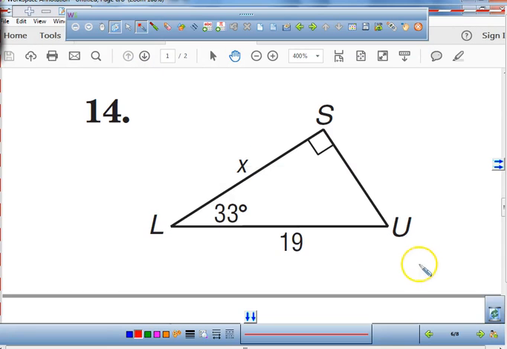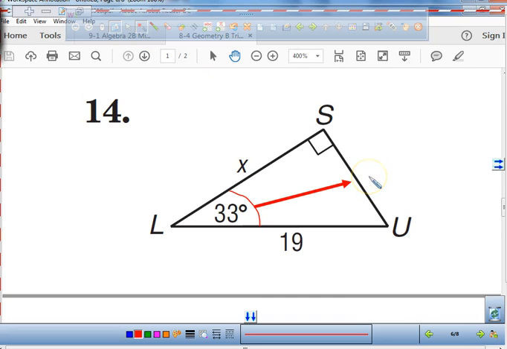All right, so let's think about what we're dealing with. Here's our angle. What are we going to do? We're going to draw an arrow going across. And what does that help us locate? That helps us locate the opposite side. Ooh, the 19 is directly across from the 90-degree angle. So that's our hypotenuse, right?